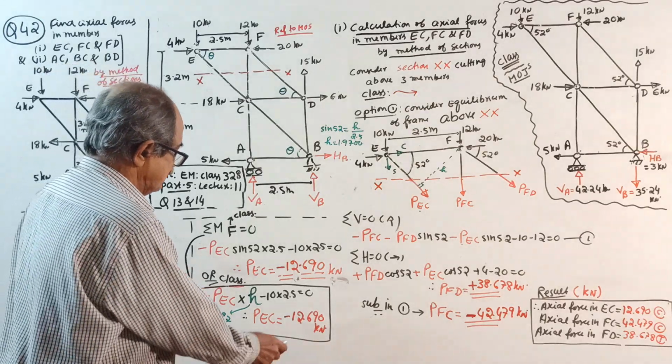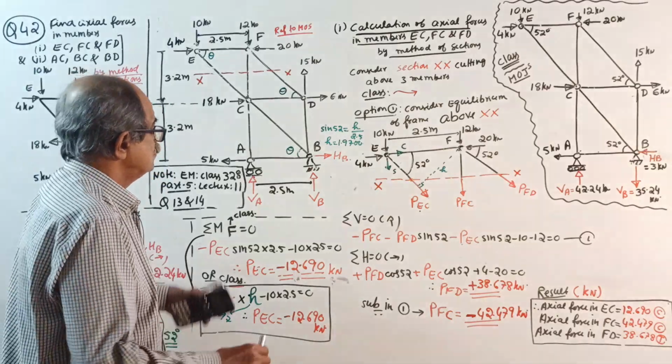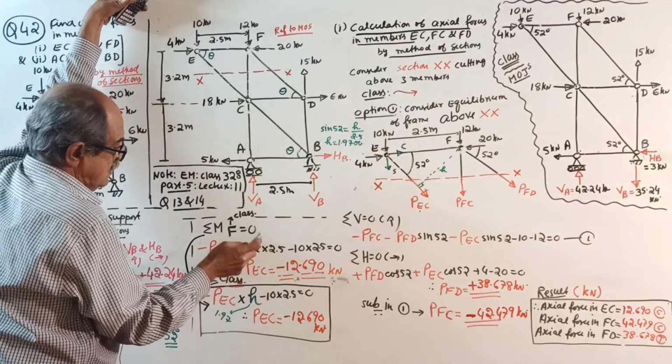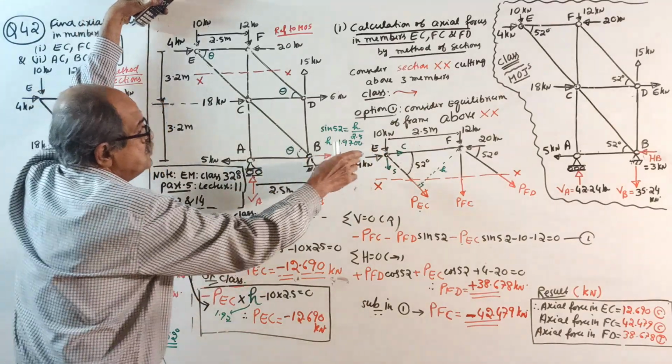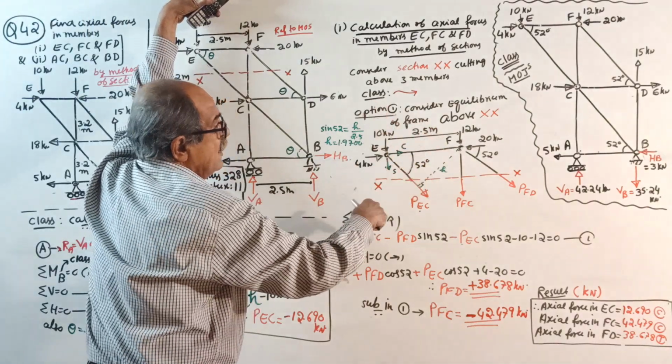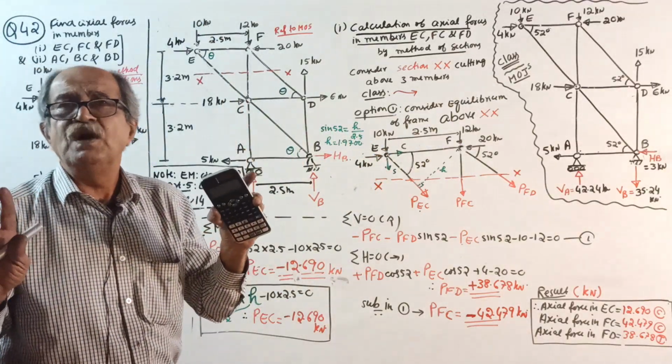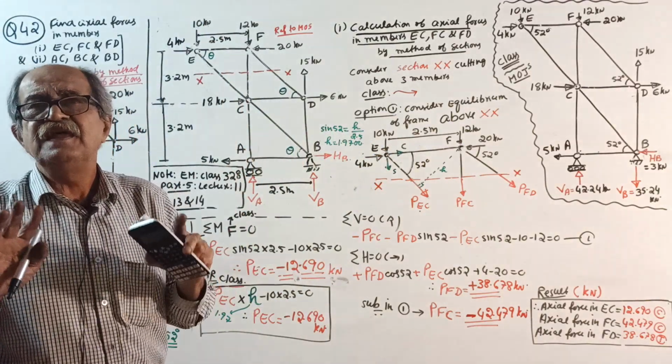12.690 kilonewton minus. Oh, same answer. So, if you do resolution, this H is not required. If you mark H, resolution is not required. Next time onwards, I will not tell. Again, there is a limit.